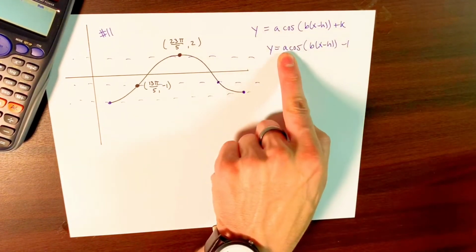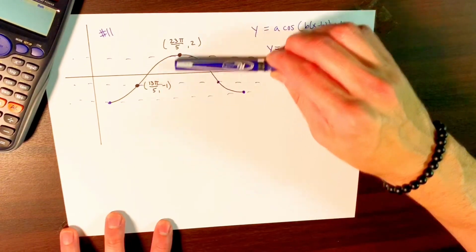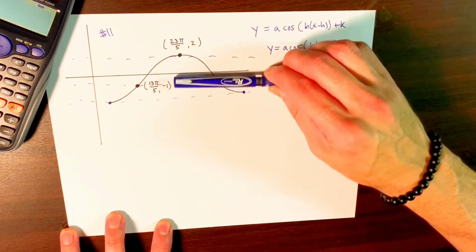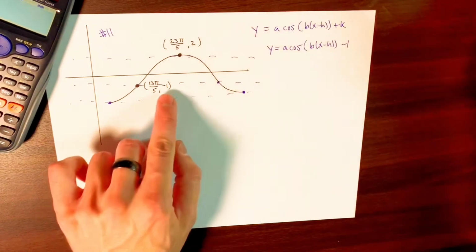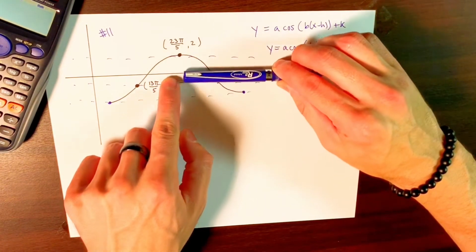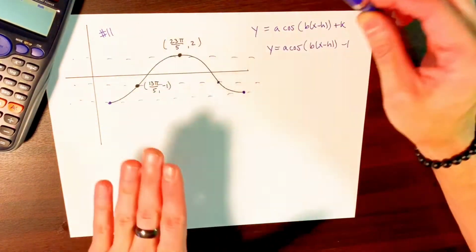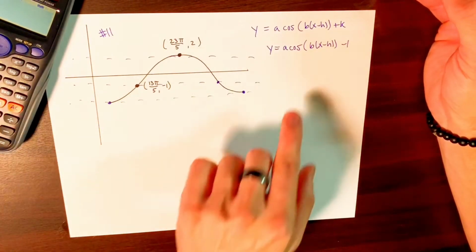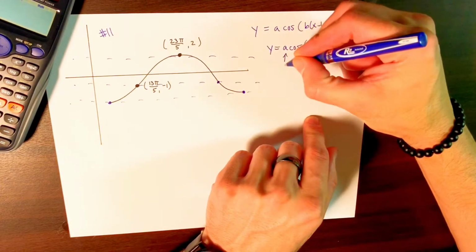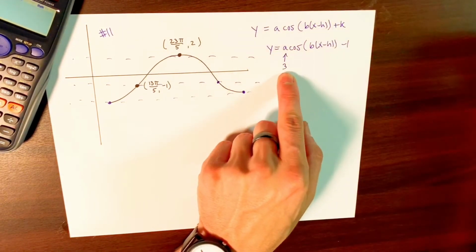Now let's find the value of a. From the middle, how much do you have to go either up or down? Well, you're going from -1 all the way up to +2. That is an increase of 3. So 3 would go in for a. But my question is, is it positive or is it negative?